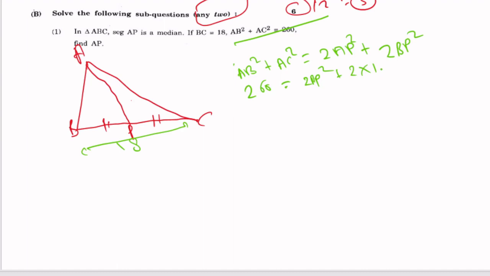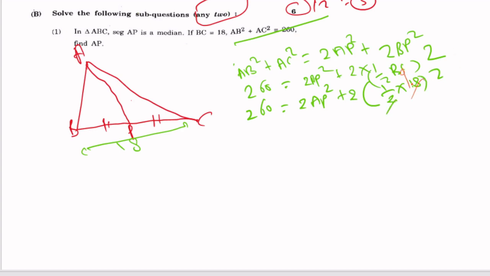But BP, we know, is half of BC. So I can write half of BC whole square. I hope you understood till now. So let's move further. 260 is equal to 2 AP square plus 2. What is the value of BC? 18. So half of 18 square. We can cancel this. 18 with 9. So remaining is 9 square.